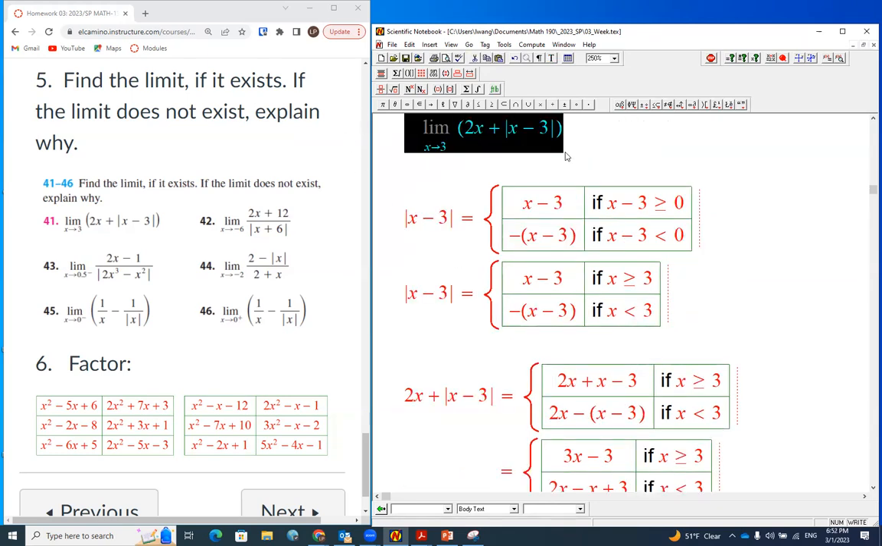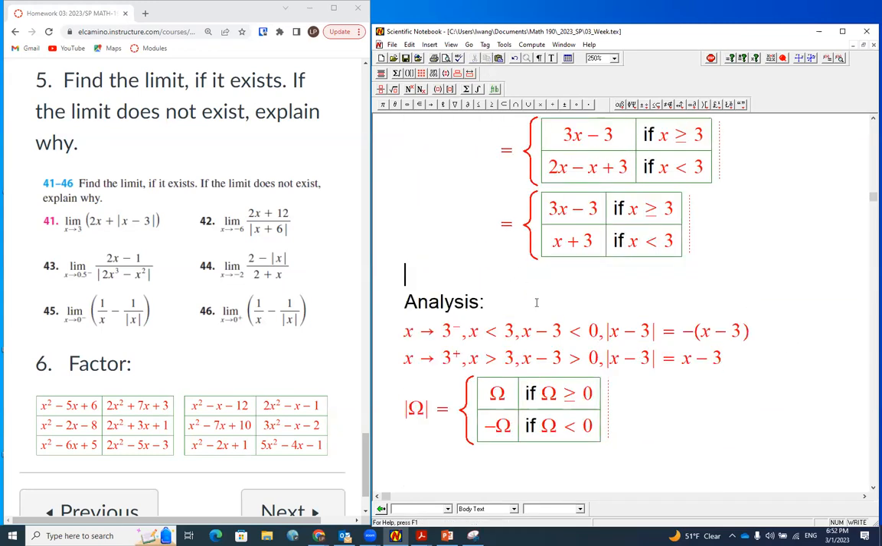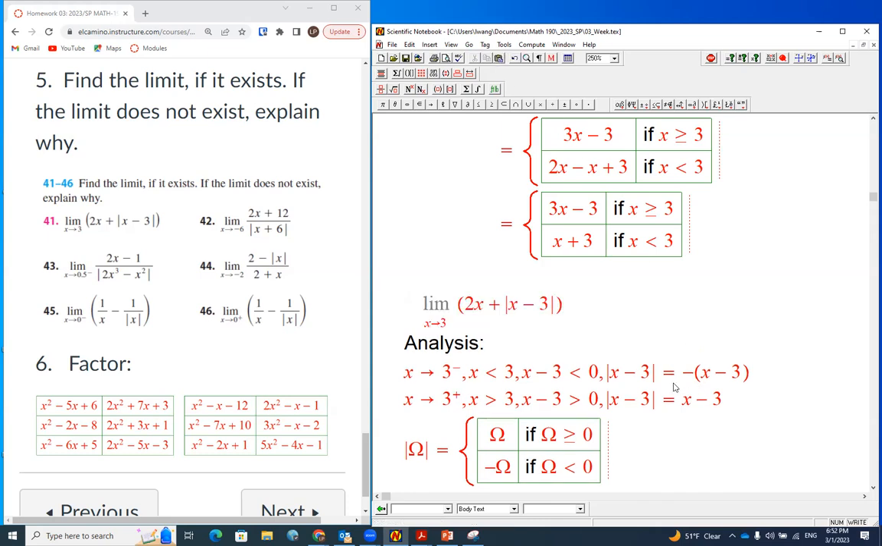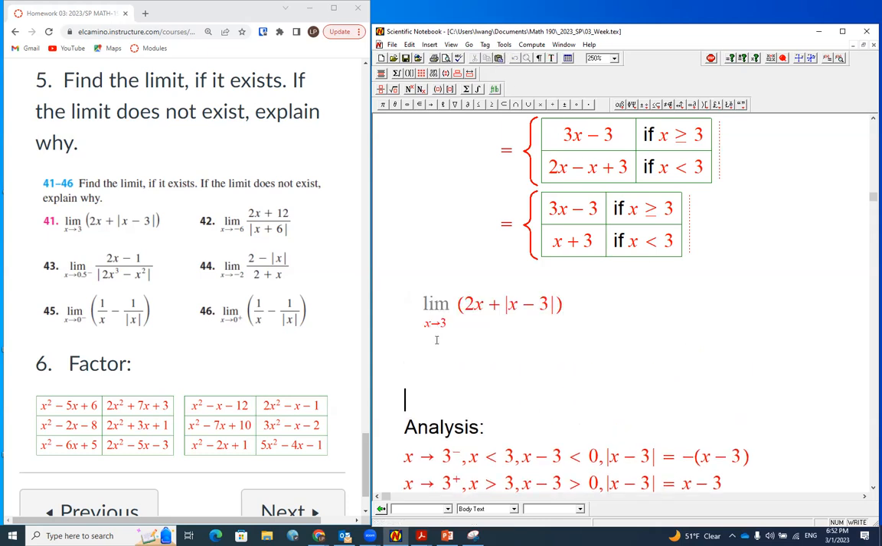So to find these limits, we have to look at the limit from the side. Naturally, we're going to look at the limit from the side, from the left.